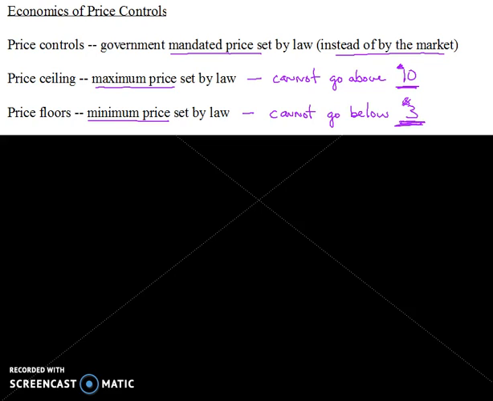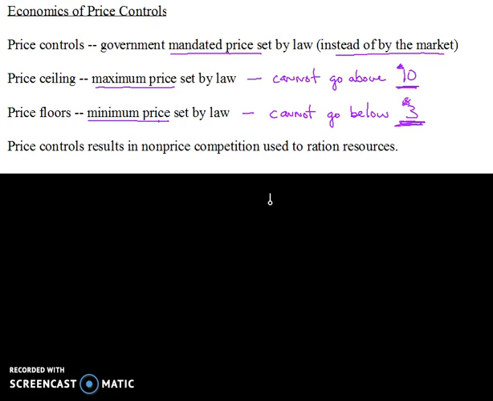We're going to continue in this podcast talking about price ceilings and price floors, which we defined on a previous podcast. Price control is government-mandated prices, and they typically come in the form of price ceilings, a maximum price set by law, or price floors, a minimum price set by law. Here are the general results, which is what we want to think about as economists: price controls result in non-price competition to ration resources.